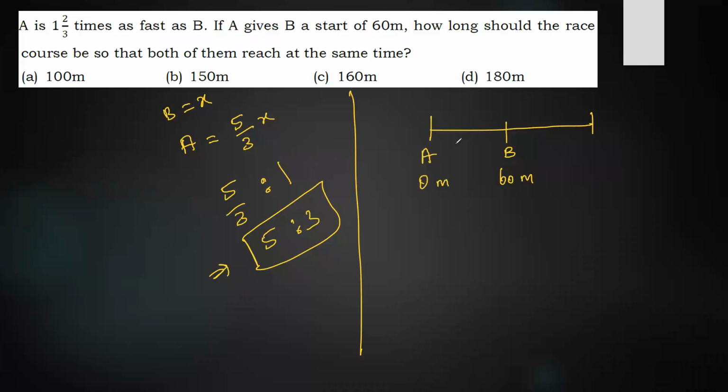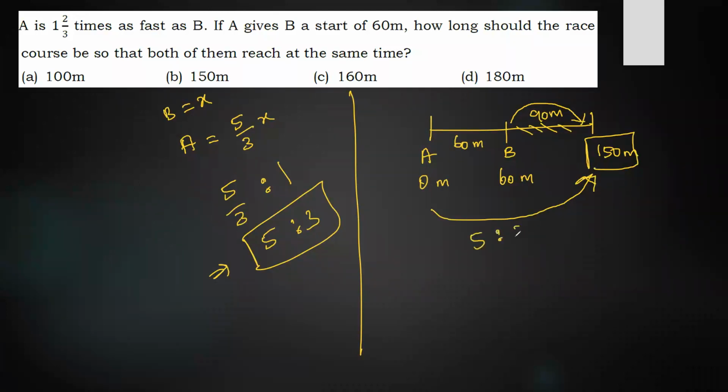And we know that A gives B a start of 60 meter. Okay, A gives B a start of 60 meter, right? So the difference between them is 2x. Or else you can write like this: A gives B a start of 60 meter. So B will be at the 60th meter, A will be at the 0th meter, right? The difference between them is 60 meter.